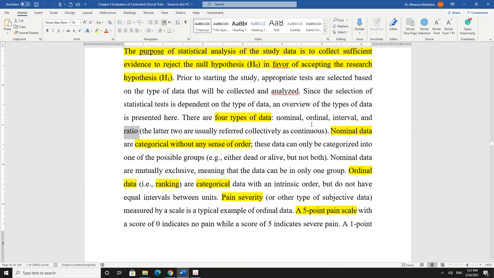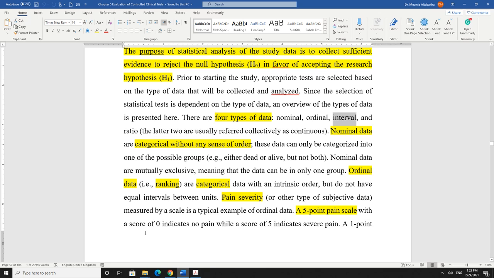Now when we go to the other ones, interval and ratio, they are usually both together referred to as continuous type of data. Continuous type of data, like for example age, blood pressure, cholesterol. When I say gender, female or male, what type of data is this? We call it nominal. We don't call it ordinal. When I say blood pressure or temperature, this is a continuous type of data. The difference between interval and ratio is that in ratio you have an absolute zero, a real zero, while in interval there is no absolute zero.